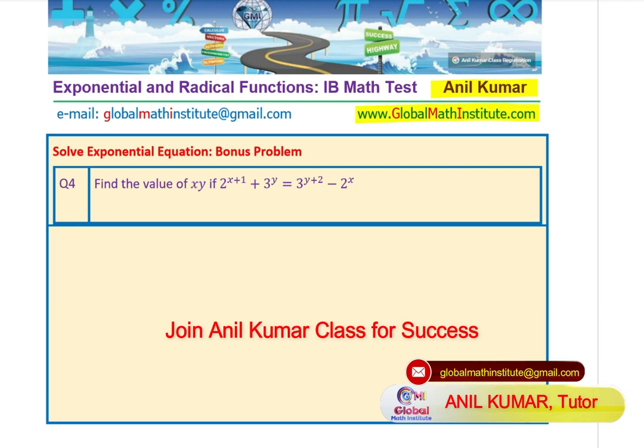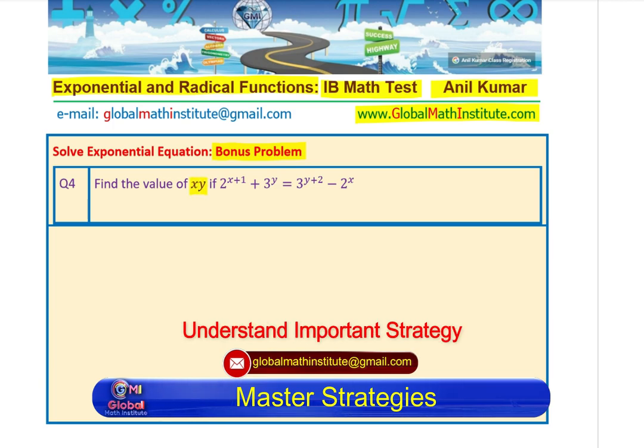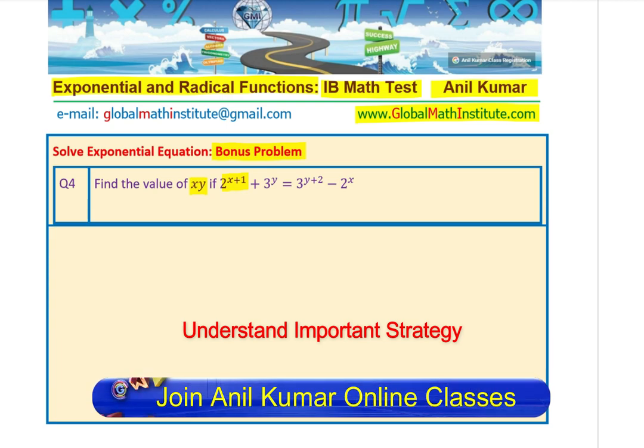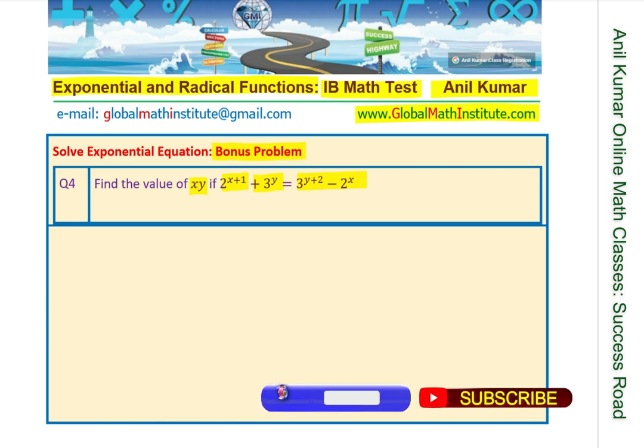In this video, we have taken a bonus question based on exponential and radical functions from an IB test paper. The question here is to find the value of x times y if 2 to the power of x plus 1, plus 3 to the power of y, is equal to 3 to the power of y plus 2, minus 2 to the power of x. You can always pause the video, answer the question, and then look into my suggestions.